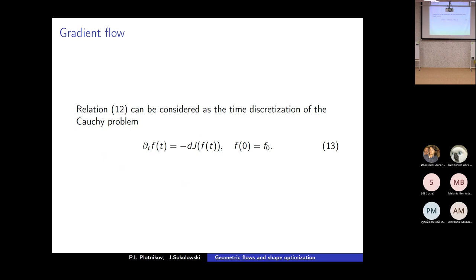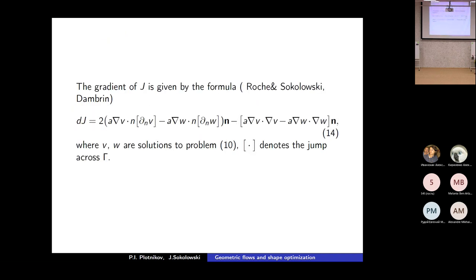My idea is not new. It dates back to the famous Mumford-Shah functional in image processing, to regularize the energy, but because we have this geometry with some geometric quantity.